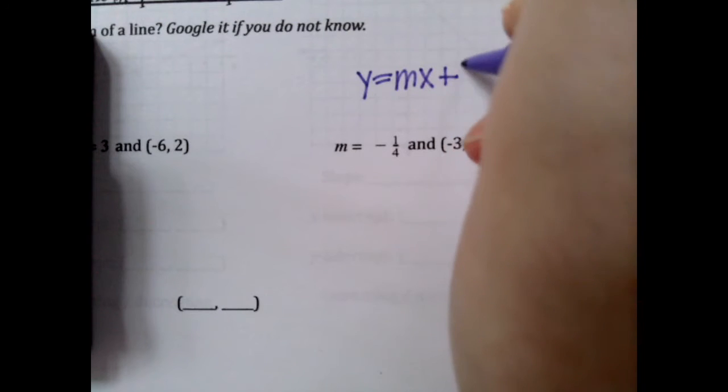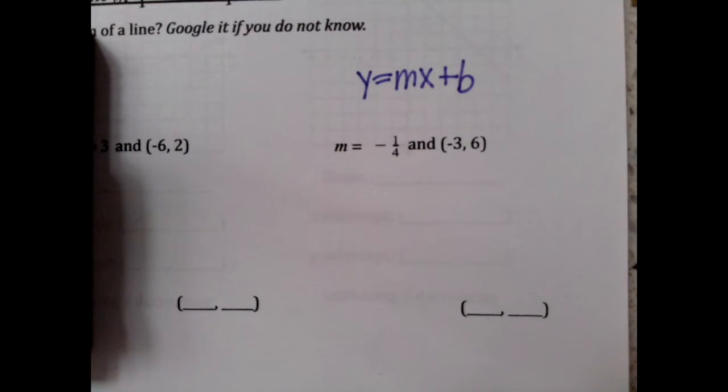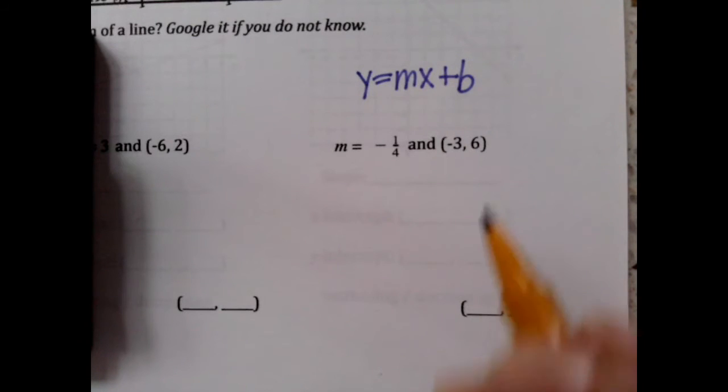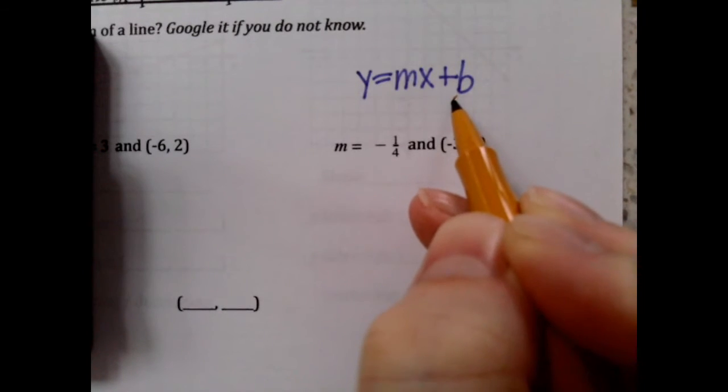For these, whenever you're asked for the y-intercept, you are going to want to use the equation y equals mx plus b, because our given information can be plugged into this equation and we can find our y-intercept, which is b.